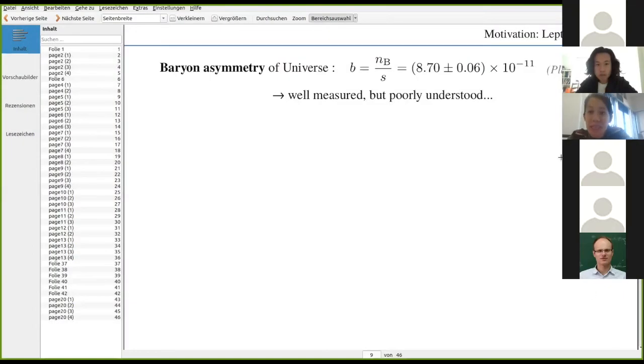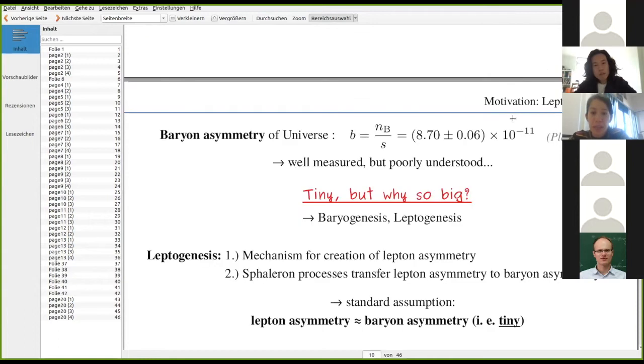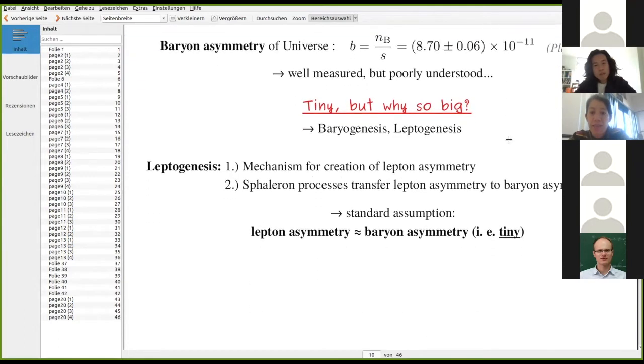Our universe, as you can see here, is pretty well measured. The error bar is pretty small, but actually the order of magnitude here, 10 to the minus 11, is poorly understood. 10 to the minus 11 is a very tiny number, but it's much bigger than what is expected from the standard model of particle physics. And therefore the big question is, why is this tiny little number so big? This question gives rise to a whole research band of theories of baryogenesis and leptogenesis.